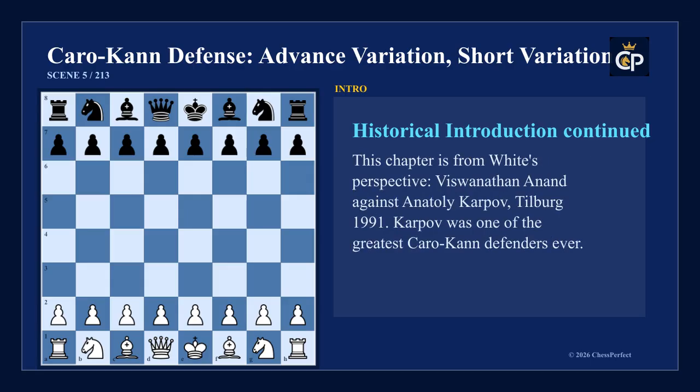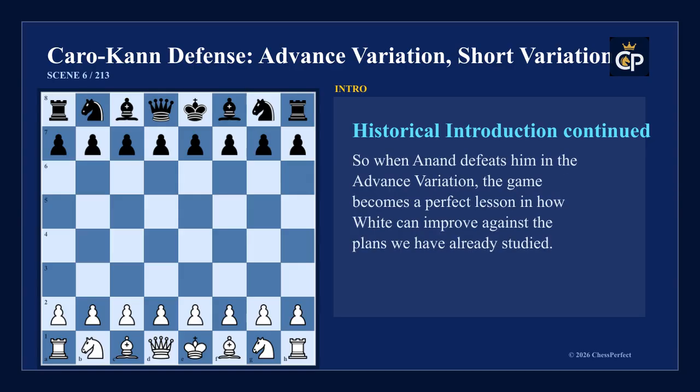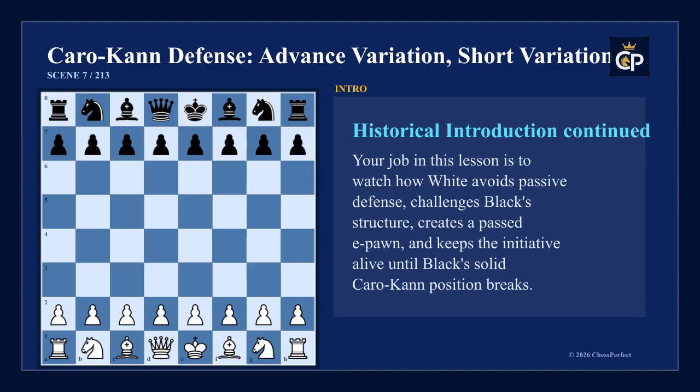This chapter is from White's perspective, Viswanathan Anand against Anatoly Karpov, Tilburg 1991. Karpov was one of the greatest Caro-Kann defenders ever. So when Anand defeats him in the advance variation, the game becomes a perfect lesson in how White can improve against the plans we have already studied. Your job in this lesson is to watch how White avoids passive defense, challenges Black's structure, creates a passed e-pawn, and keeps the initiative alive until Black's solid Caro-Kann position breaks.